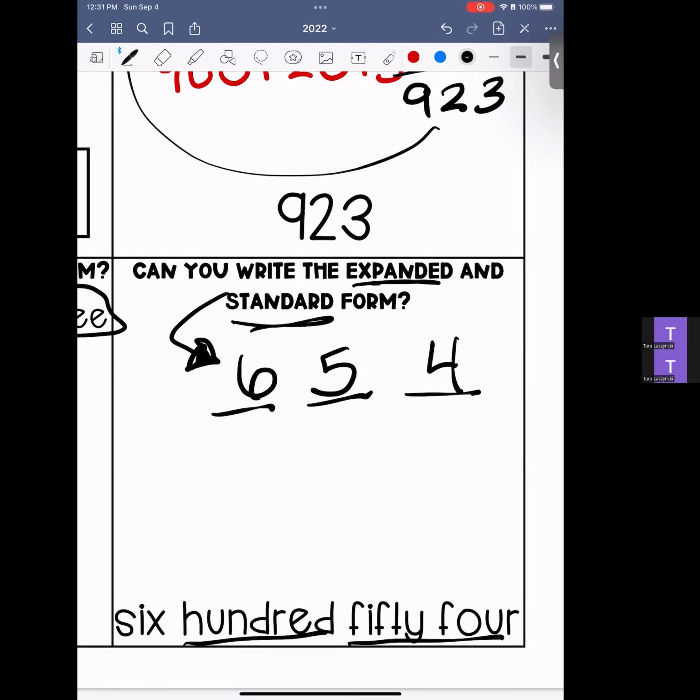Now to expand it, I'm going to pull it apart and write the value of each of these digits. So that 6 is in the hundreds place. This 5 is in the tens place.